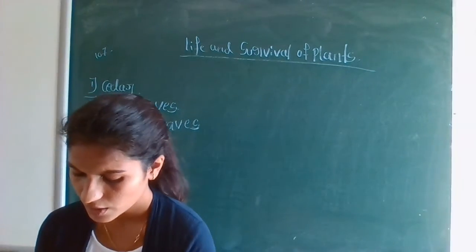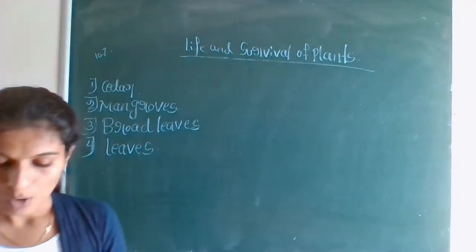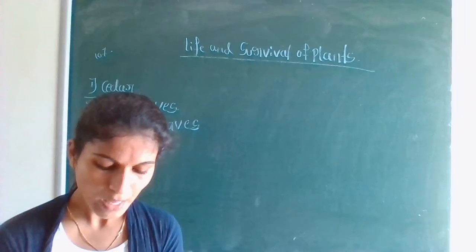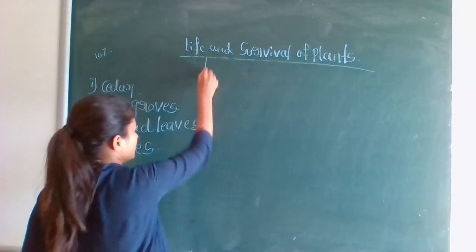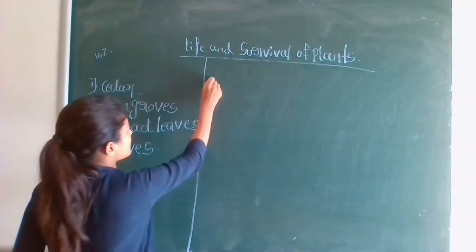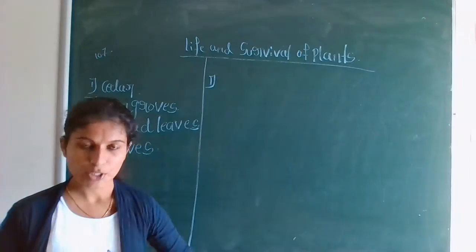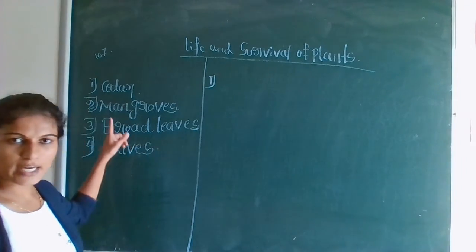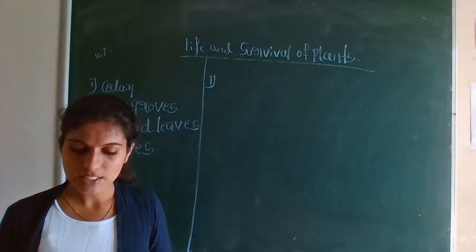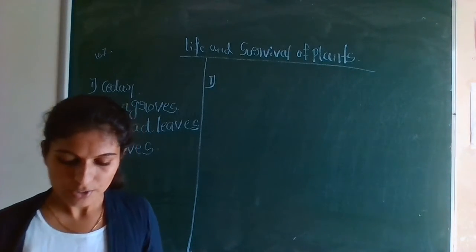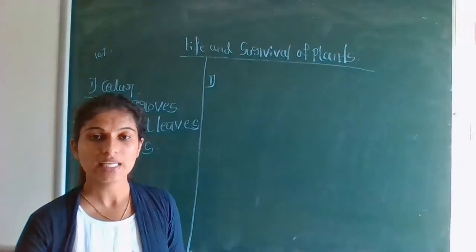So, these are the four multiple choice questions. Next one, fill in the blanks. What is the first question again? You take a pencil and write it. Next, trees growing in the hills. Trees growing in the hills have dash shaped leaves.